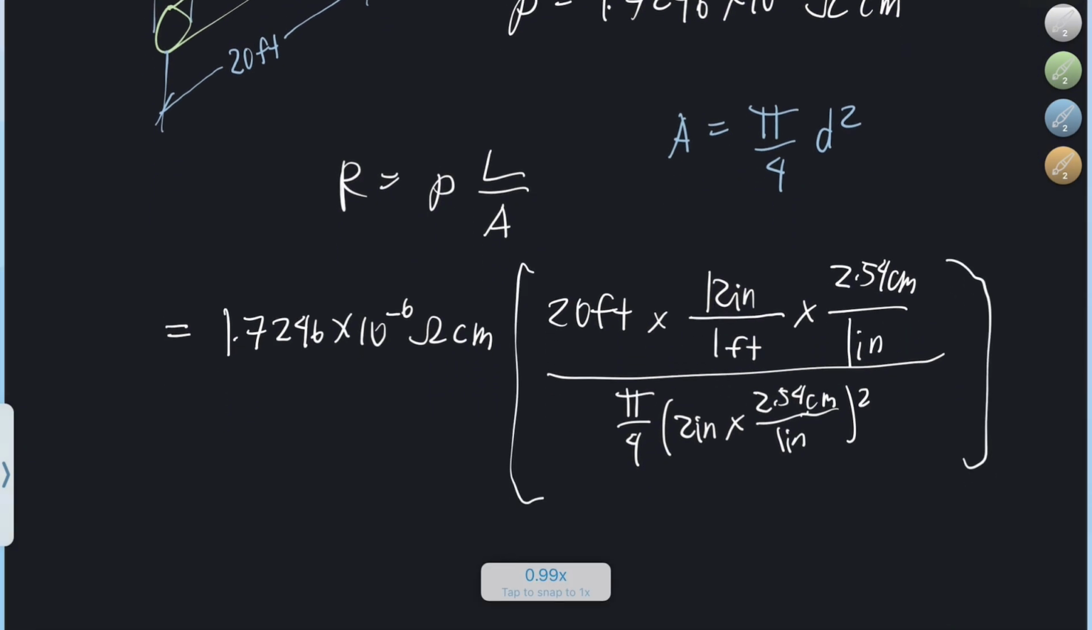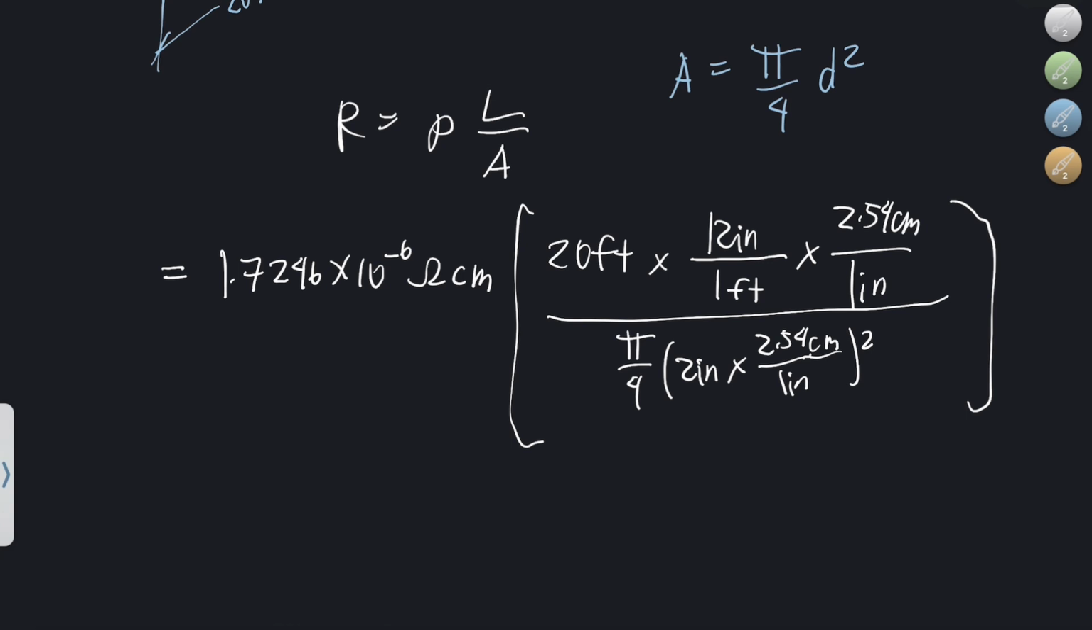So if we plug this in a calculator, we'll get an answer, which is 5.19 times 10 raised to negative 5 ohm. So that's the resistance for the substation bus bar.